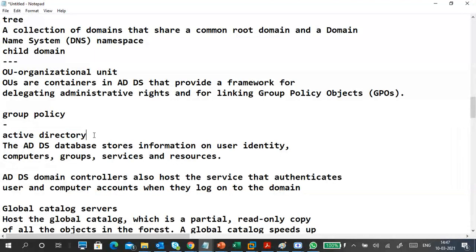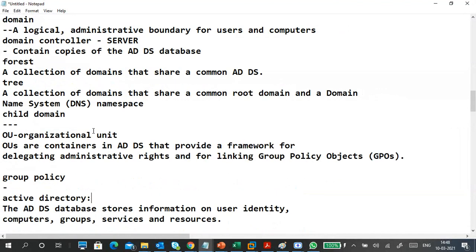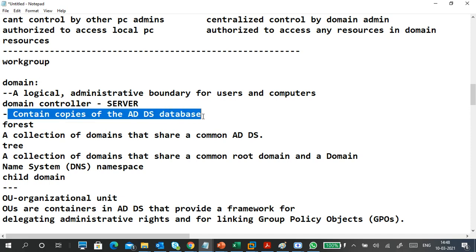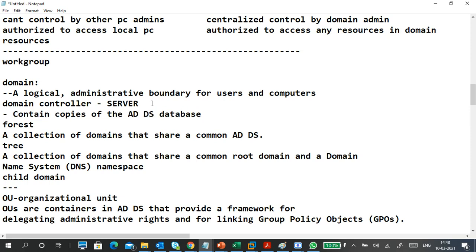So this is about your Active Directory. Then go to what is Active Directory. Okay. So I know domain. A domain is a logical administrative boundary for users and computers. What is a domain controller? It's nothing but a server which contains a copy of ADDS and which provides Active Directory domain service. Where we install it, in the domain controller. If you install it, it will become a domain controller.